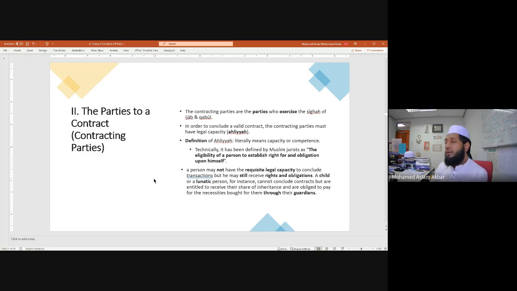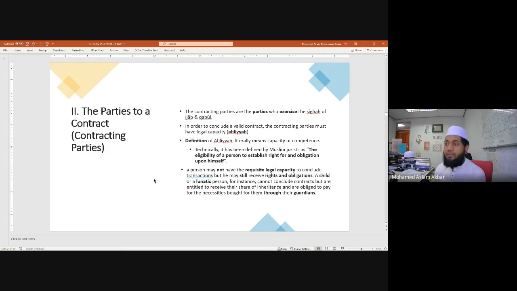A person may not have the requisite legal capacity to conclude a transaction, but he may still receive rights and obligations. A child or a lunatic person, for instance, cannot conclude a contract, but is entitled to receive their share of inheritance and is obliged to pay for the necessities bought for them through their guardians.